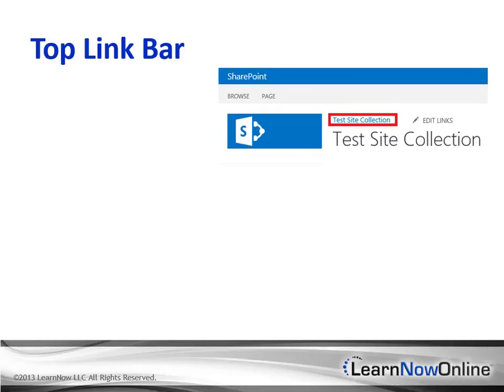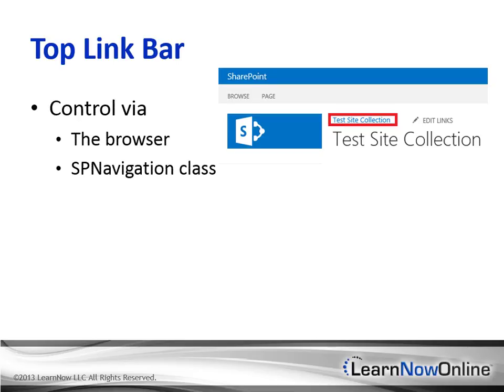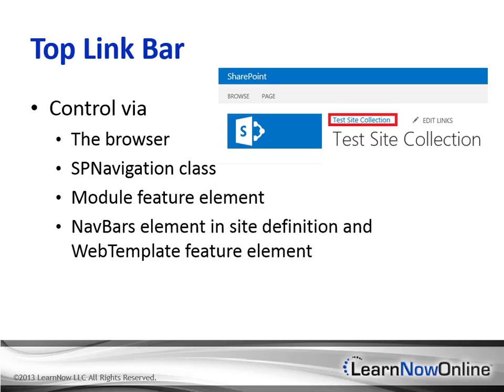The top link bar is a horizontal menu that displays across the top of a page, and it's the primary navigation for most SharePoint sites. You can configure and control it via the browser, or if you're using the server-side object model, the SPNavigation class, or you can use the module feature element, as well as the NavBars element, if you're using a site definition and the web template feature element.